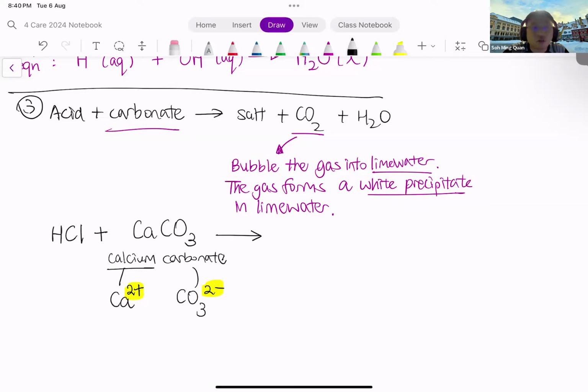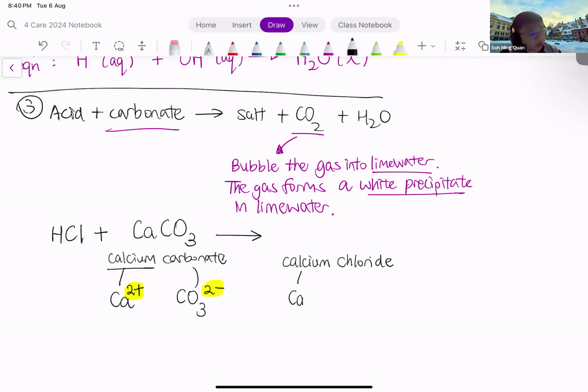Once you know this, you have to figure out what the salt is. Now the salt formed must always have a metal in front. The only metal on the left is of course calcium. So the salt name must begin with calcium. And because the acid you use is hydrochloric acid, the salt's name must end with chloride. So the metal is calcium, the acid is hydrochloric acid, and therefore it is calcium chloride.